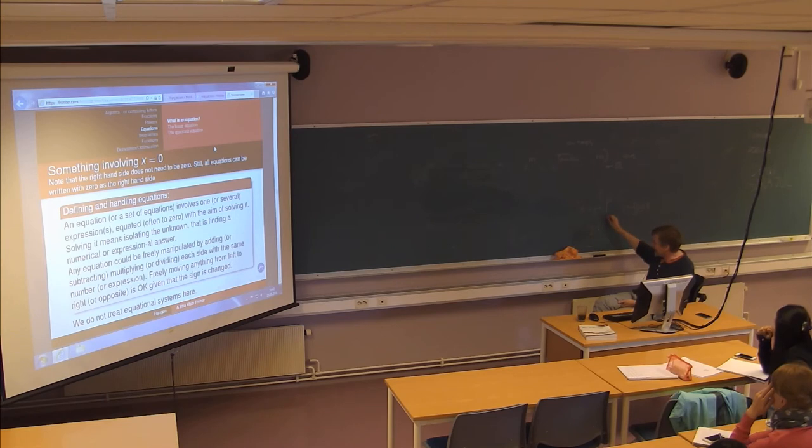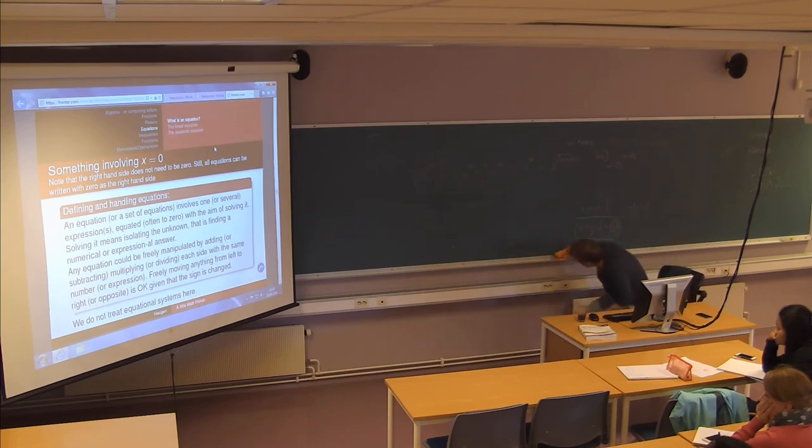But as you can see, any equation can be written as some expression involving unknowns with 0 on the right-hand side. That's what we start with here, okay? It says here an equation or a set of equations, there could be more than one, couldn't it? Involves one or several expressions equated, often to 0, with the aim of solving it. Solving it means isolating the unknown. That is, finding a numerical or expressional answer. So let's look at an equation here, a real one.